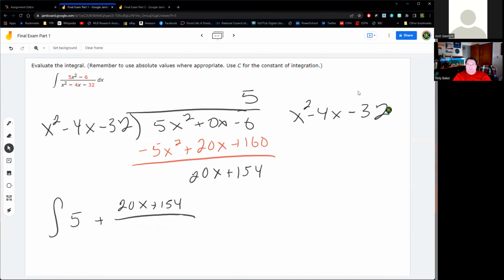For those of you who don't remember how to factor, we're looking for two numbers that multiply to negative 32 and add to negative 4, which in this case is negative 8 and positive 4. So I've got x minus 8 and x plus 4.